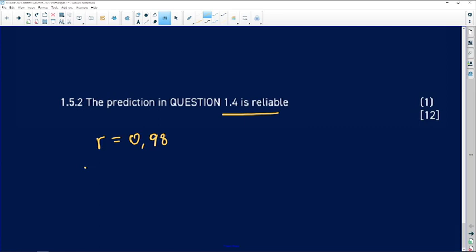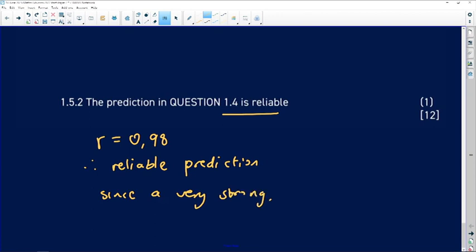So it's a very reliable prediction, reliable because of our R value. Reliable because R is very big. So reliable prediction since our R value is close to 100%, because R is very strong. Since R is strong, it shows a very strong correlation here. Very important. All right, so that is how you would look at this awesome question, which is based on stats.